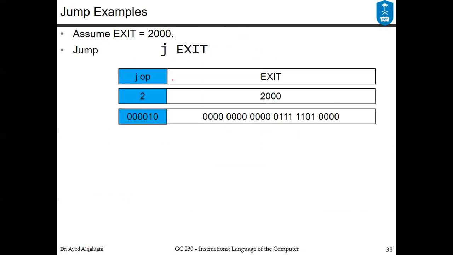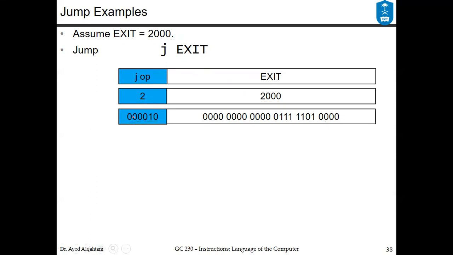Now, for the jump to exit, usually this is the last instruction in the code. Jump to the exit, and if we say that the exit is equal to 2000, you write down 2000. The jump opcode is 2, and that's it. 2000 in binary is this way, and this is the opcode 010000, which represents the jump.